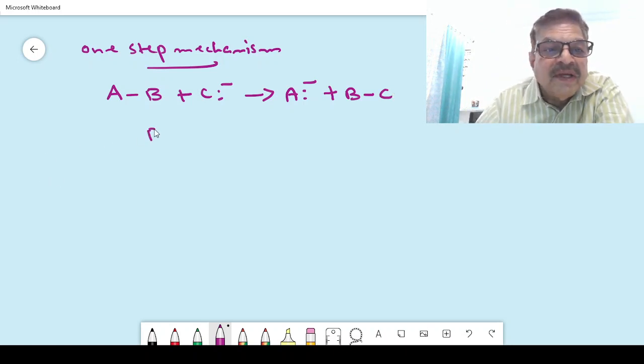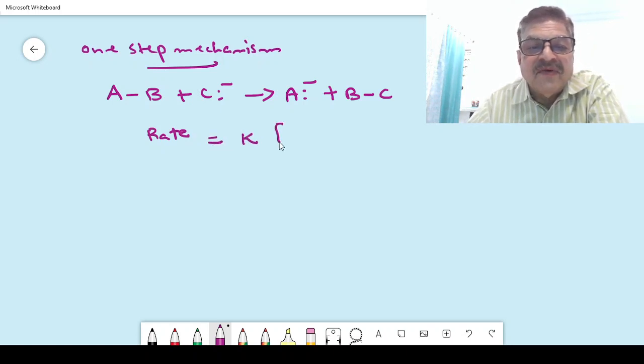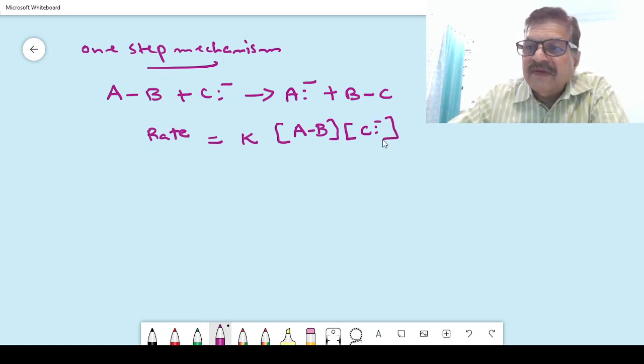Therefore, the rate of the reaction will be K, that is the rate constant, into the concentrations of AB and C minus. Okay, this is the thing. Now, here, this type of reaction is known as a bimolecular reaction.